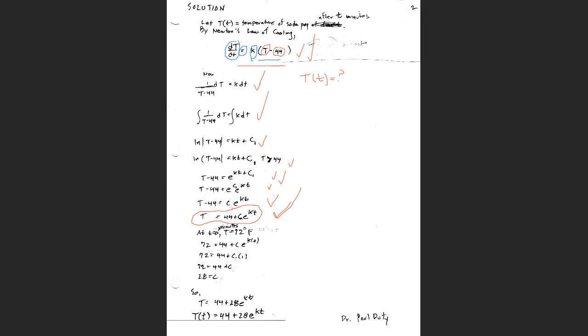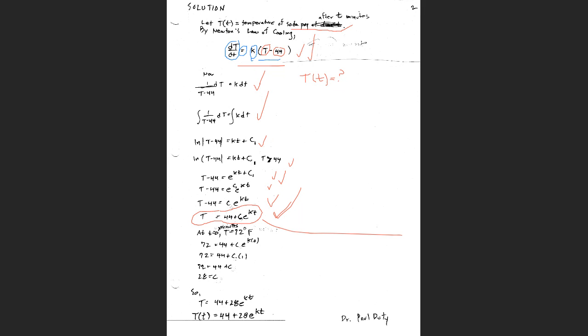If the problem says to give your answer in minutes, then we could have defined our temperature T to be the temperature of the soda pop after t hours. We could have done that. I just chose to use minutes, so long as you're consistent throughout the problem. We're going to get an answer in terms of minutes, but then we'll convert it to hours. Okay, does that make sense?